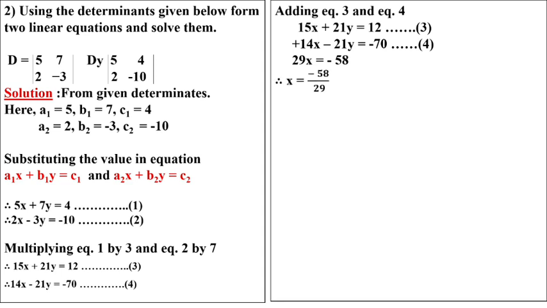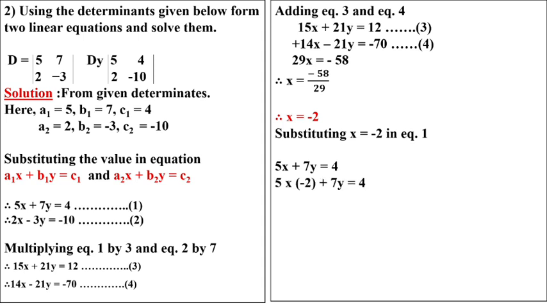Therefore x equal to minus 58 divided by 29. 29 ones are 29, 29 twos are 58. Therefore the x value we got is minus 2. Now children, substituting the value x equal to minus 2 in equation number 1: what is equation number 1? 5x plus 7y equal to 4. The x value is minus 2, so 5 into minus 2 plus 7y equal to 4. 5 twos are 10, so minus 10 plus 7y equal to 4.